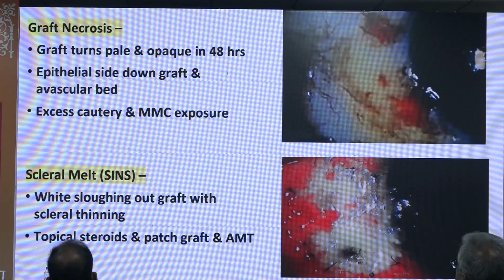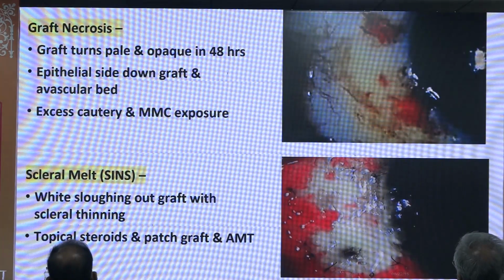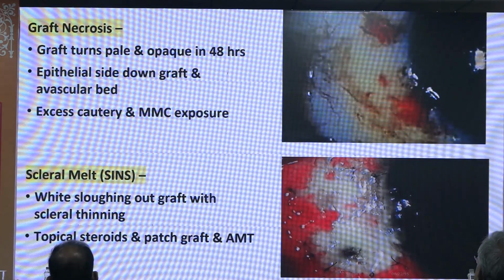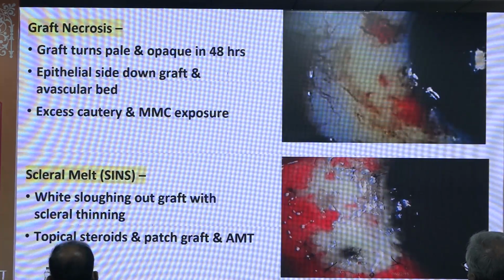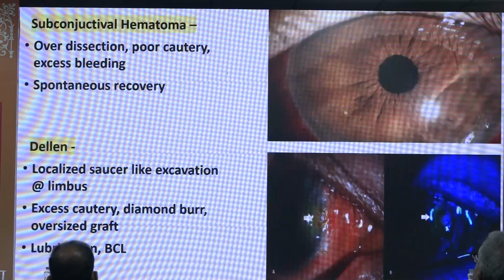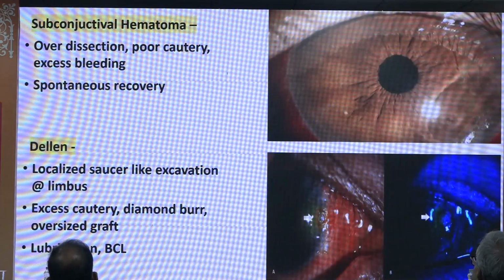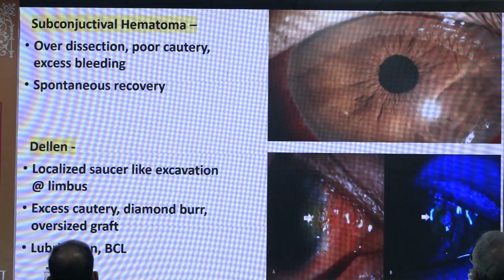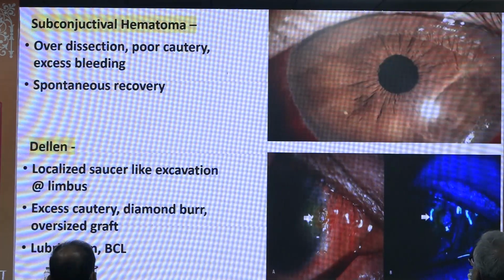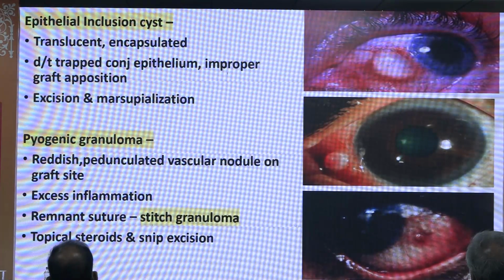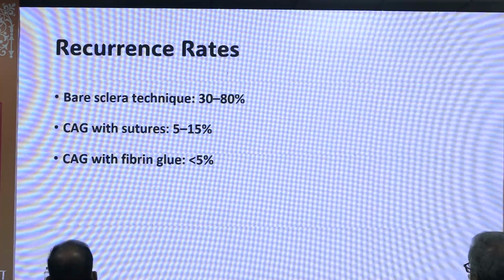Sometimes overzealous use of cautery and MMC exposure also cause graft necrosis. Even it can lead to melting of the graft and Tenon's. They are preferably managed by steroids, sometimes a patch graft with or without amniotic membrane, and also a partial thickness scleral graft can be taken as an option. Excessive bleeding might sometimes lead to hematoma, which usually subsides on its own. Dellen can arise due to overuse of the cautery or diamond burr. This also subsides with lubrication. Inclusion cyst, pyogenic granuloma, and stitch granuloma can also arise occasionally, and all of them need excision.